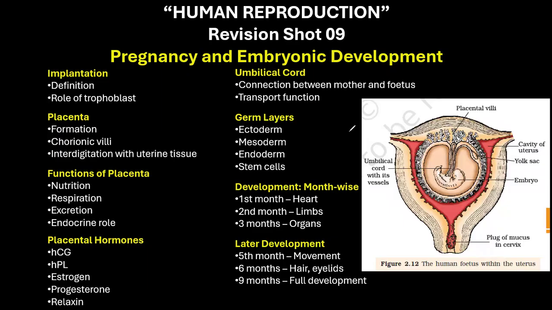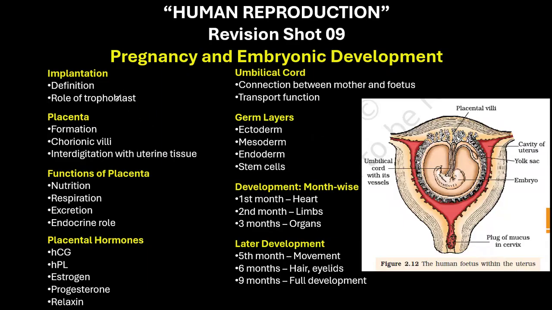Now, after successful implantation of the blastocyst into the uterine wall, pregnancy begins, as we discussed earlier. A series of structural, physiological, and hormonal changes take place to support the developing embryo and later the fetus.